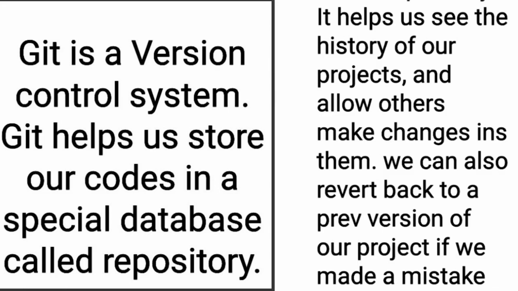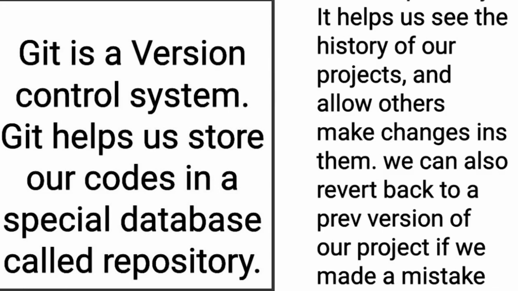Now, without a version control system, we would constantly store copies of our entire project in various folders. And every time we make changes, we have to store it in a new folder. And so that's why a version control system is very important. And Git is a version control system.